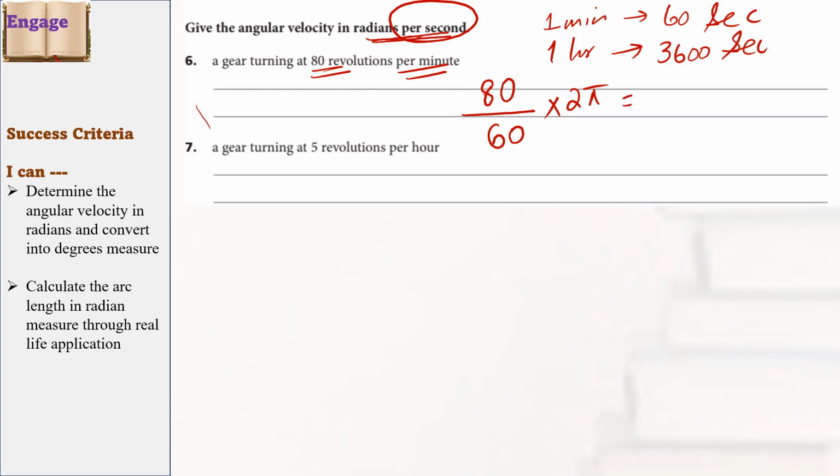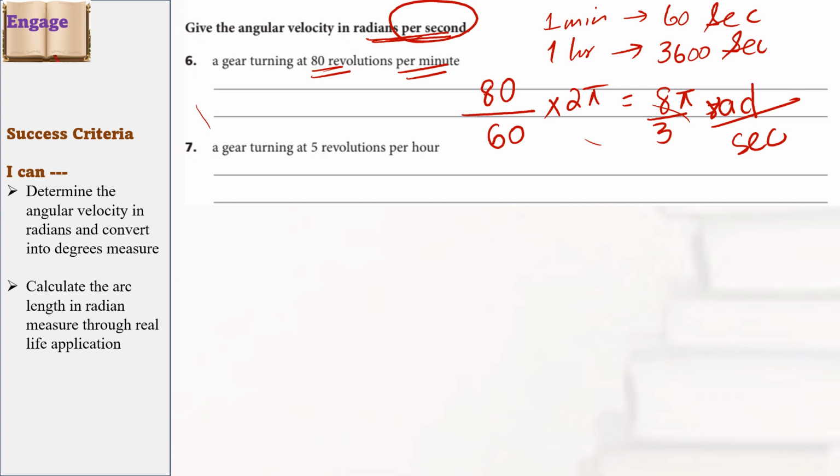In the calculator, you will get 80 into 2 divided by 60. So you will get 8 over 3 pi radians, 8 over 3 pi radians, or you can get 2.6666 pi. Don't forget to write radians per second. Better keep it as it is.